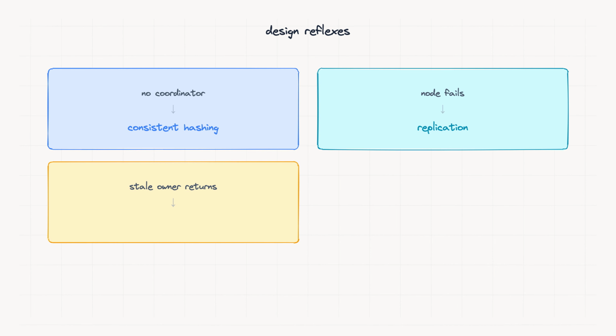You stamp every ownership change with a counter. Writes carry that counter, and replicas reject anything with an old stamp. The stale owner gets refused, and that refusal is how it discovers it's no longer the owner. That counter is a fencing token.